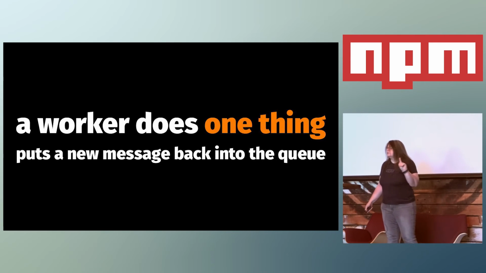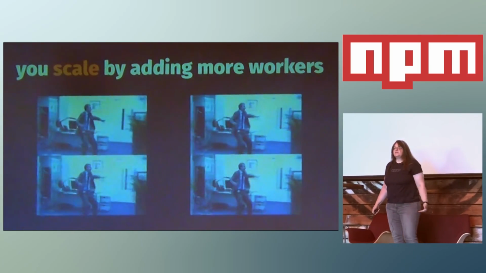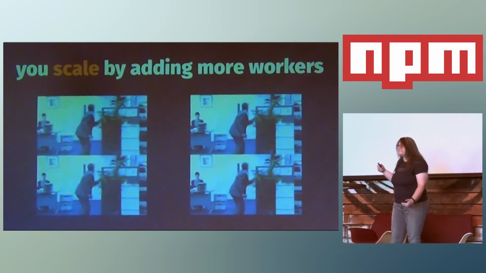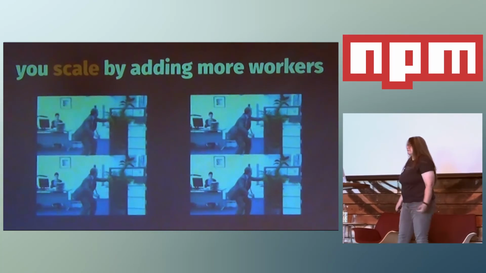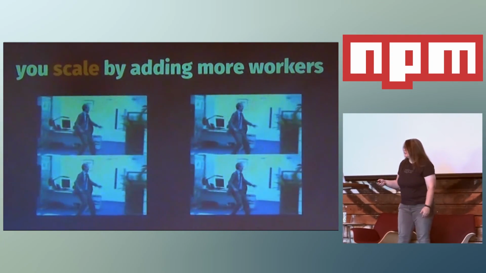Workers should, unfortunately people, do one thing, and then put the message on the queue for the next worker to do the one thing. And you scale it the same way you scale out commit log consumers. Here we have four Malcolms running around. If we needed to yell at more people, we would just make more Malcolms.